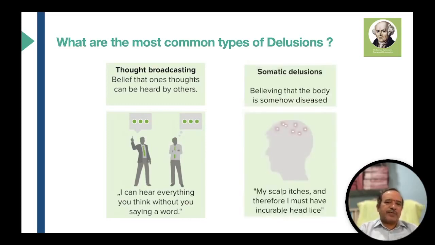So next type of delusion is somatic delusion. In somatic delusions, mostly the patients think that they are suffering from unknown incurable diseases. Like we can see in the delusions of incurable disease, they think that they are suffering from cancer. My scalp itches, and therefore I must have incurable head lice. The somatic delusions, even the rubric, come under hypochondriasis. Okay, they think that something is in my stomach and it is paining, and some incurable disease is there.